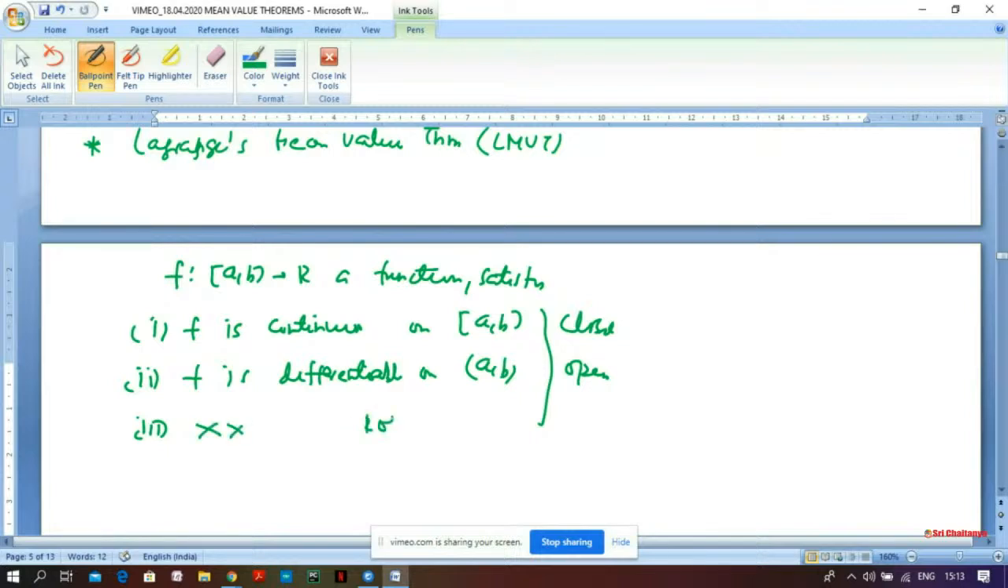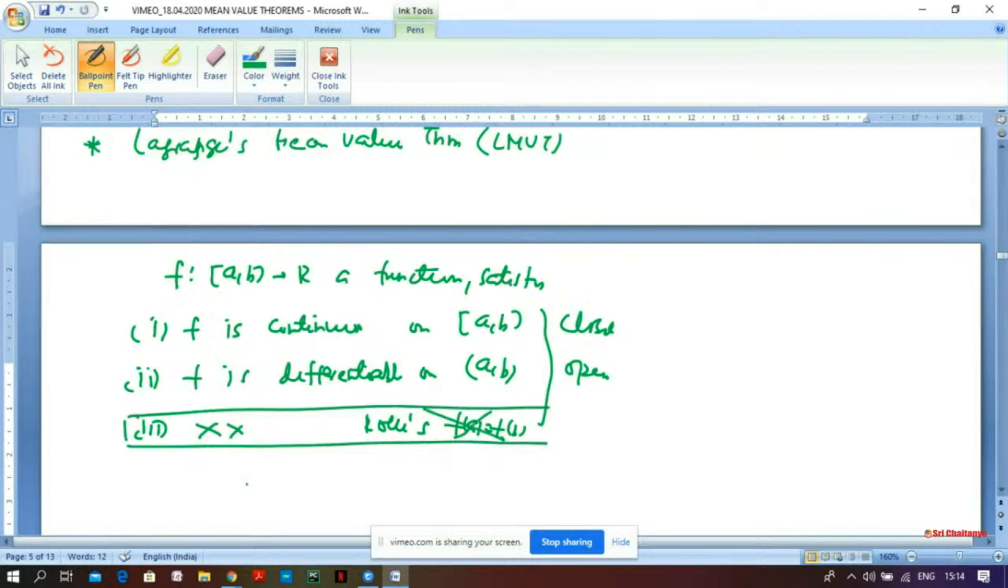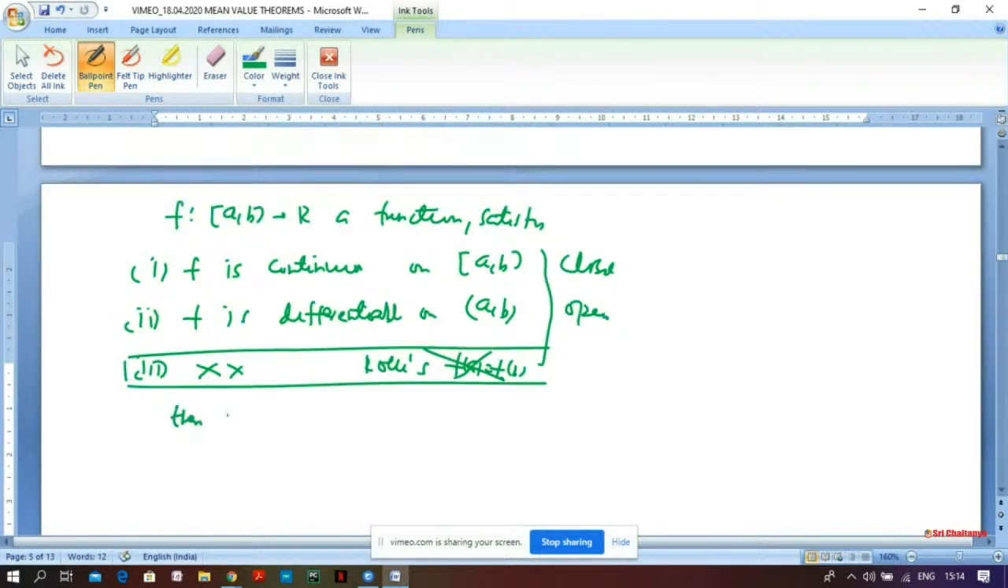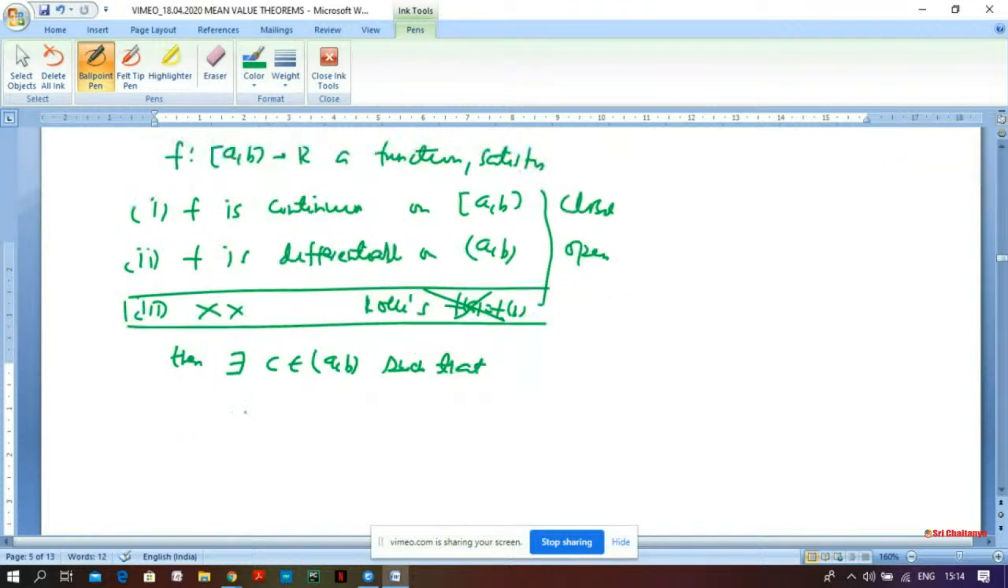In Rolle's it was f(a) = f(b). That we are not taking now. So just two conditions. If f is continuous on [a, b] and differentiable on (a, b), then there exists c that belongs to (a, b) such that (f(b) − f(a))/(b − a) = f′(c). This says the derivative equals this quotient, which is the slope of chord AB.